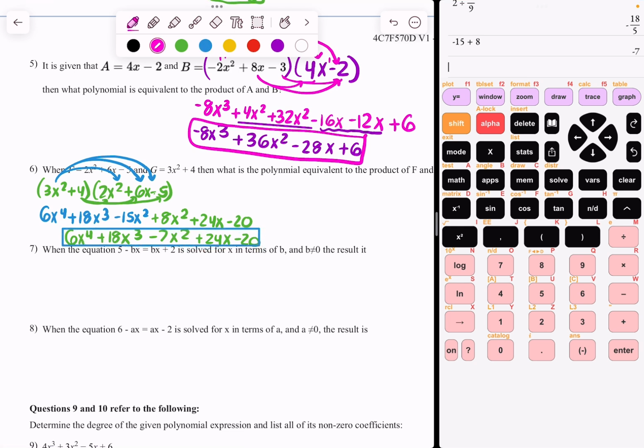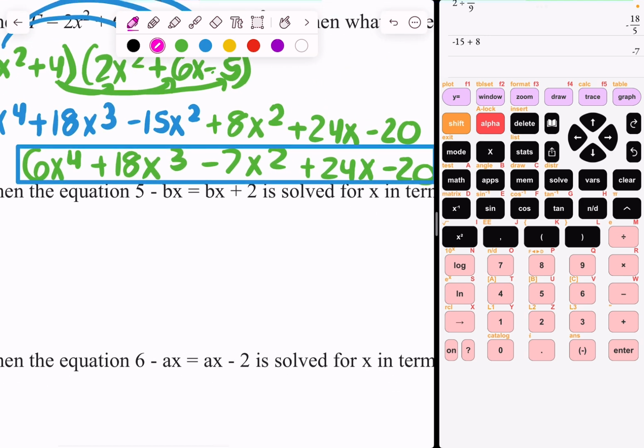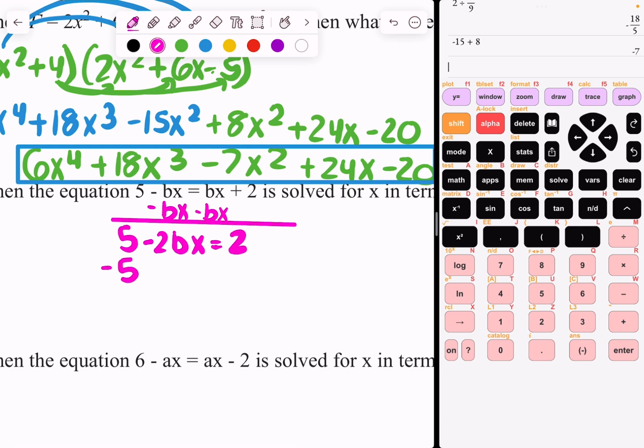Now let's look at number 7. When the equation 5 minus bx equals bx plus 2 is solved for x, the result is, so we want to solve for x. All right, let's see. I want to get my x's on one side, so I'm going to subtract bx. If I have a negative 1bx minus 1bx, that's going to give me negative 2bx equals 2. Now I want to get rid of my 5, so I'm going to subtract 5 on both sides. I will get negative 2bx equals 2 minus 5, which is negative 3.